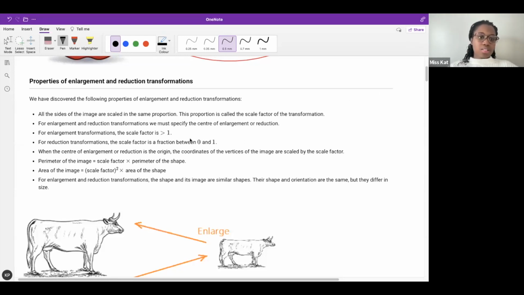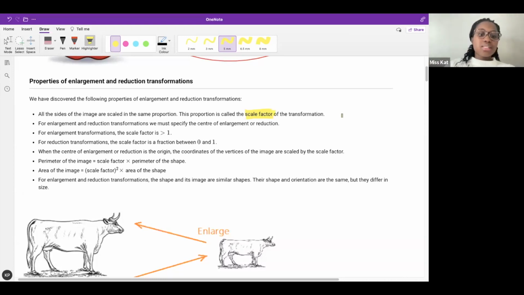Okay, all right. Now, let's look at our properties, okay? So these are the properties that we have found. Now, all the sides have to be scaled to the same proportion, okay? And this proportion, we will call it the scale factor of the transformation. So what it means is we need to increase or decrease all sides in the same proportion so that we maintain the same shape. Remember, we're not creating new shapes here. We are just enlarging or reducing the same shape.